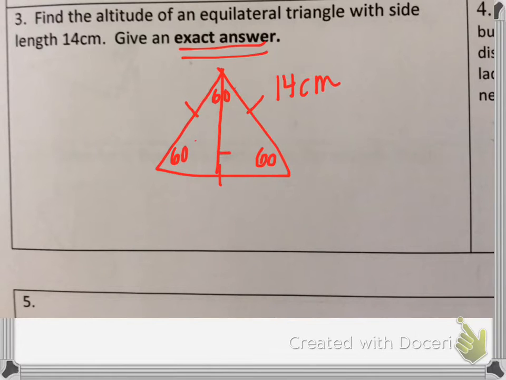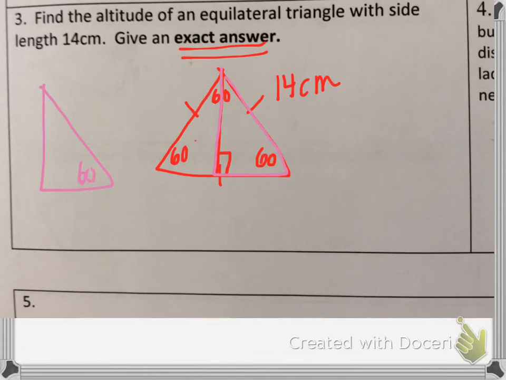Alright, if I draw a perpendicular line here, make sure you write your 90-degree angle, and that's our altitude. So we need to find the length of that. Right now, if I look at my picture, I actually have a 30, 60, 90 triangle here. So I'm going to draw that to the side.